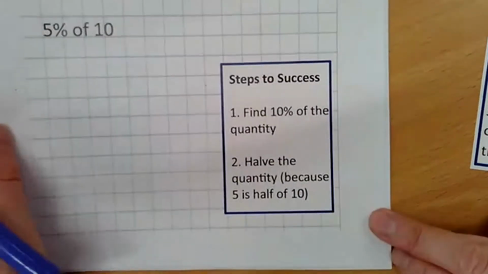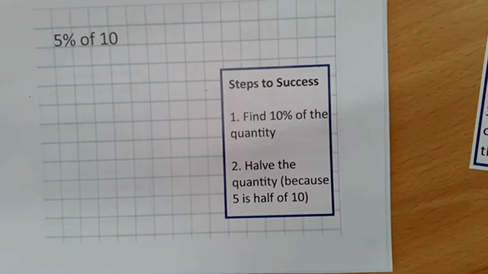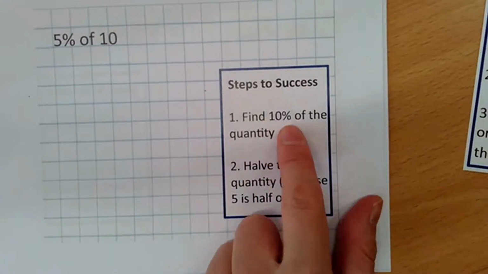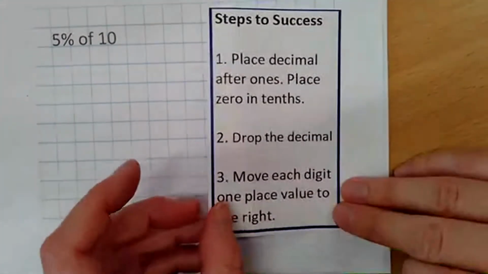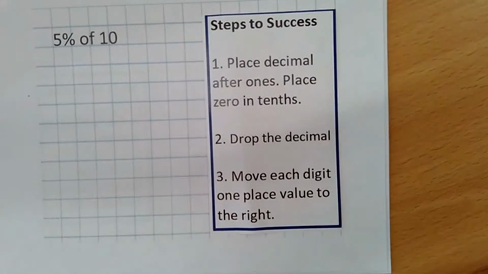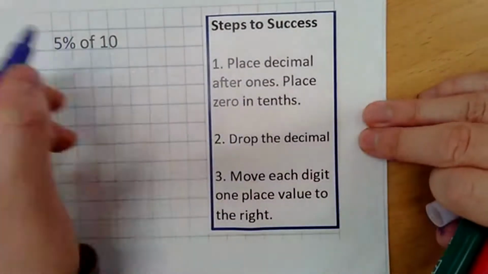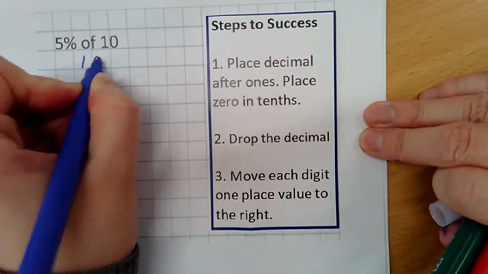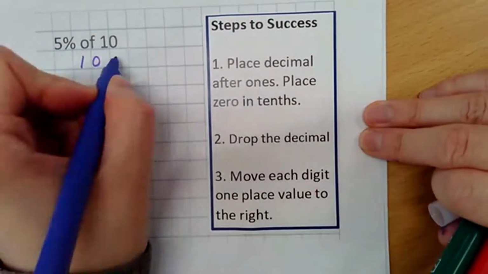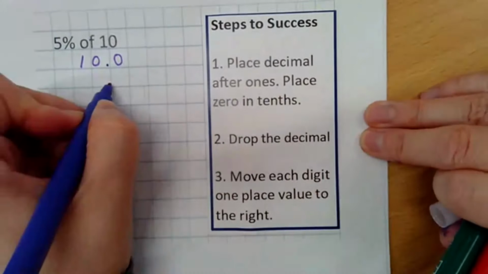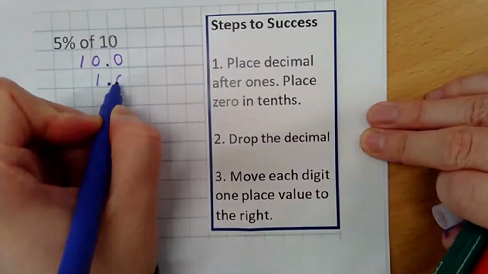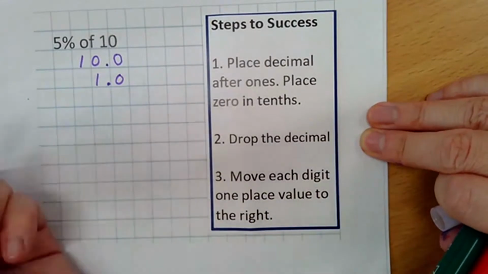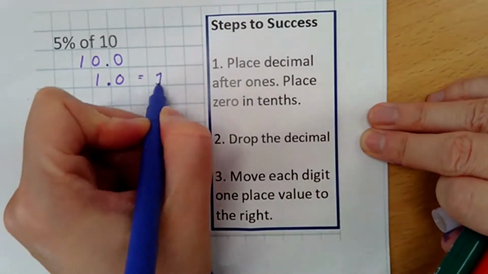So here we go. Let's try and find 5% of 10. Again, can you remember how to find 10% of a number? Okay, if not, here it is. So we have to place the decimal after the ones, 10 point, and then a 0 in the tenths. We're going to drop the decimal, and then we're going to move each digit one place value to the right. So 1, 0. It can be 1.0, or we can also say 1.